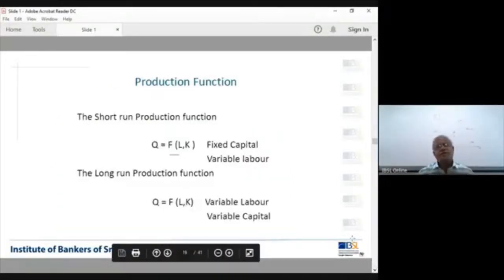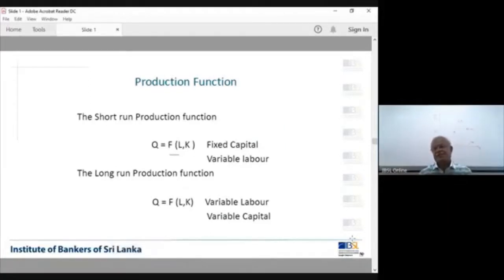Now we come to the point: what is the difference between short run and long run behavior? You might think short run is only 1 year and more than 1 year is long run, or short run is 3 months and more than 3 months is long run. No, in economics you can't define it that way. You have to use a specific definition of the concept. What is the short run?